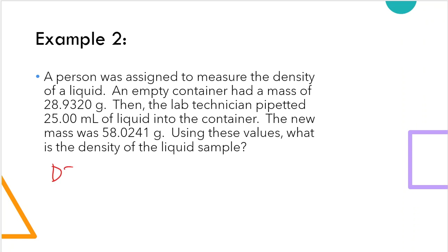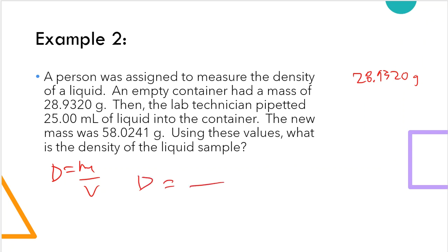All right, so density equals mass over volume. We got it. So let's go back and rewind. A person was assigned to measure the density of a liquid. An empty container had a mass of 28.9320. All right, so that mass is probably pretty important. 28.9320 is the mass of the empty container. Then the lab technician pipetted 25 mils. That's volume, right? That's the amount of stuff.